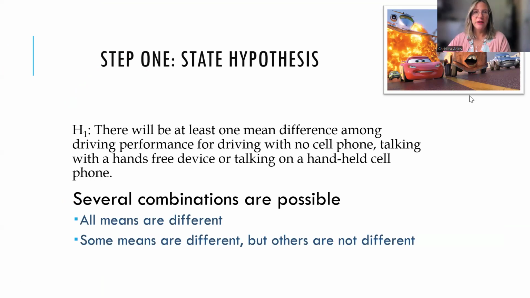Just as we have for all of our other hypothesis tests, the first thing we do is state our hypothesis. You really only need to state your alternative hypothesis now. So in this case, we're going to put there will be at least one mean difference among driving performance for driving with no cell phone, talking with a hands-free device, or talking on a handheld cell phone. So this gives us the conditions as well as the dependent variable for the overall study. So driving performance is our dependent variable.